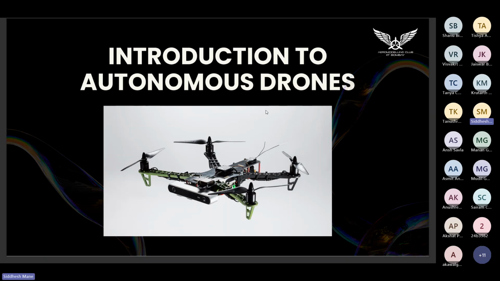Okay, so autonomous drones. Now we already saw that with Pixhawk you can make autonomous drones, right? So autonomous drones are the drones that fly on their own. Like you don't need a transmitter to control them manually. We'll consider one example. There is a drone called a flood rescue drone.